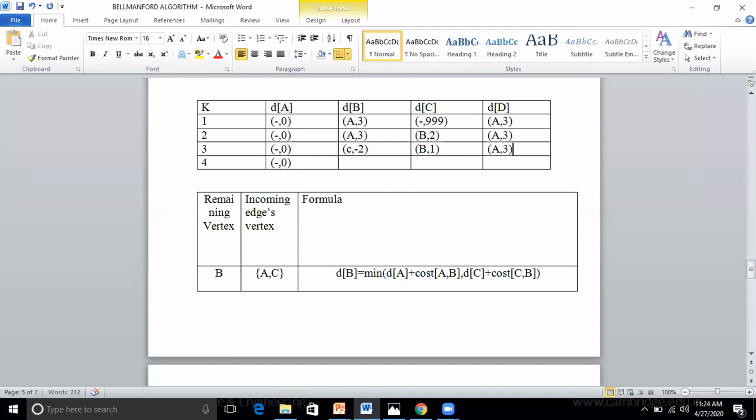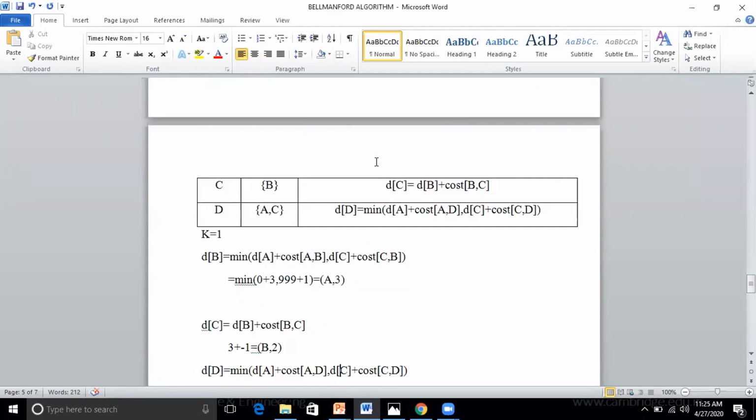Okay, fine. Now come for this iteration. Last iteration. Till here we have to do to find the shortest path. The last one we have to do to find the negative cycle. Okay, now we'll do the fourth iteration, the last iteration.